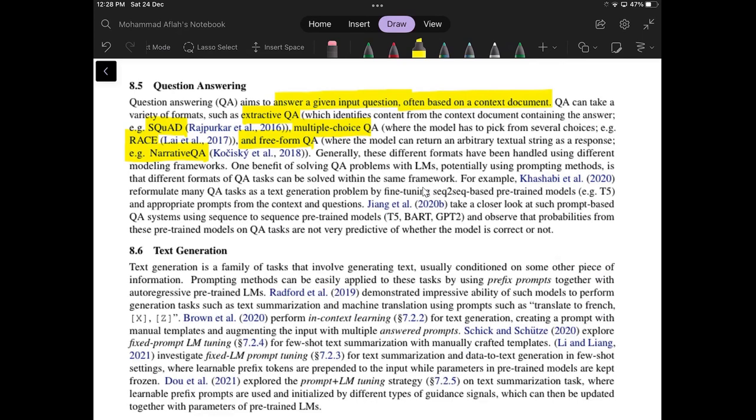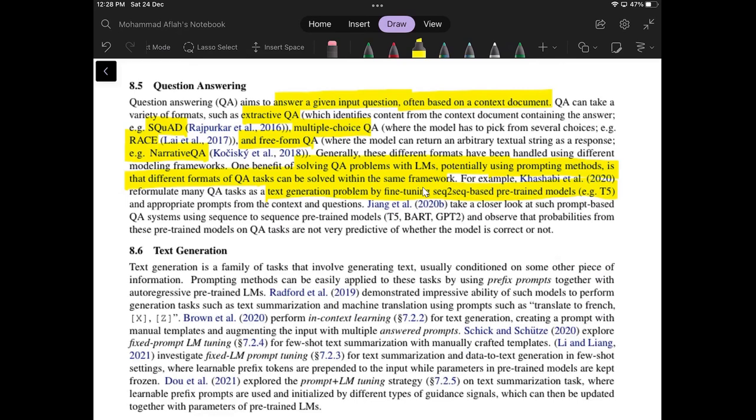One benefit of solving QA problems with LMs, potentially using prompting methods, is that different formats of QA tasks can be solved within the same framework. So you don't need specific modeling frameworks. For example, Khashabi et al. reformulate many QA tasks as just text generation problems by fine-tuning sequence-to-sequence based pre-trained models like T5 and appropriate prompts from the context and question.